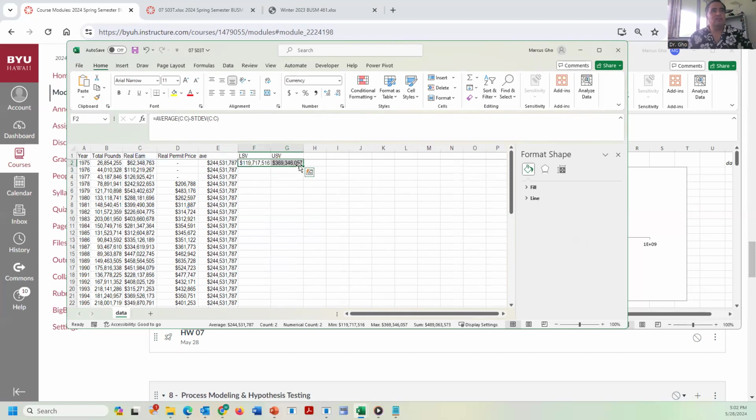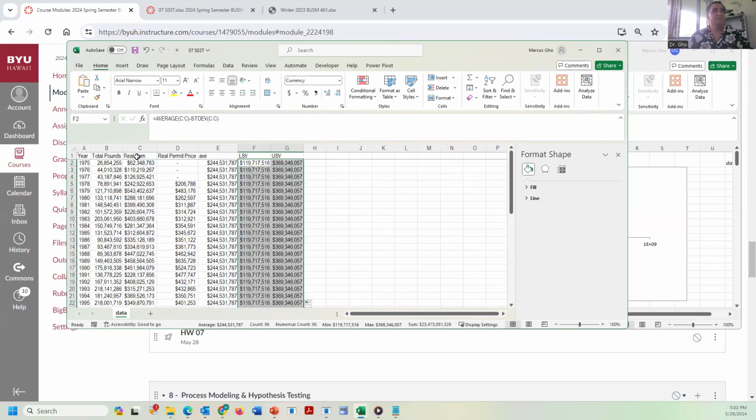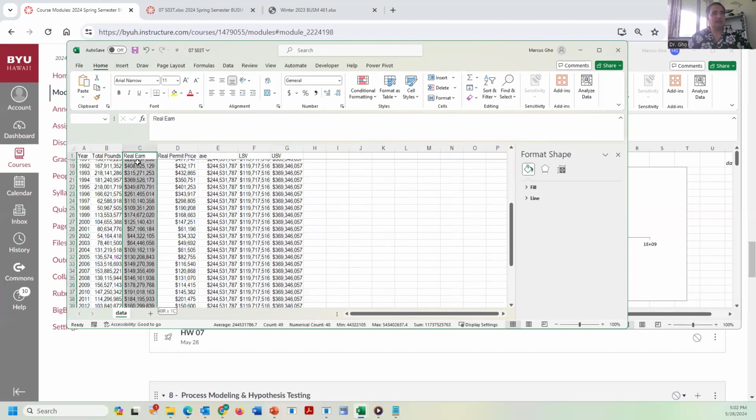So I'm going to take those values and copy them all the way down. What I can do now is graph this.